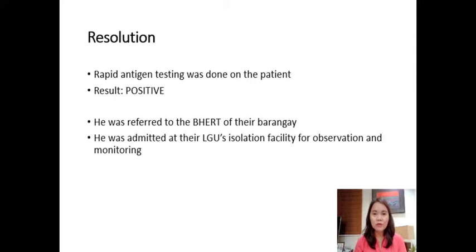And of course, you temporarily withheld his clearance for going back to work because he has to undergo the mandatory isolation period. Again, remember that the negative test is not very reliable, so it has to be confirmed by another testing if ever your patient would test negative for a rapid antigen test.